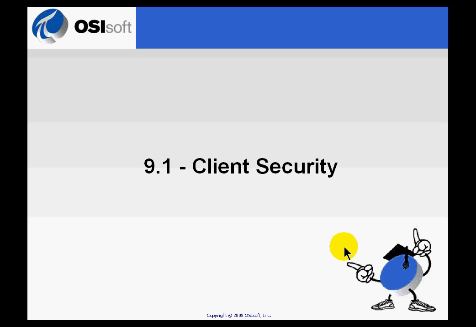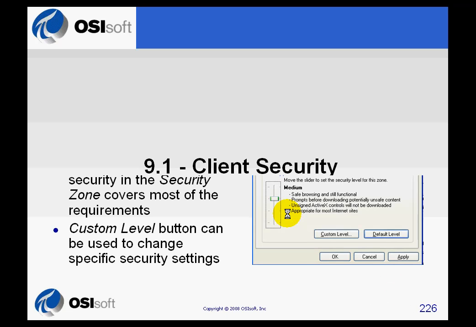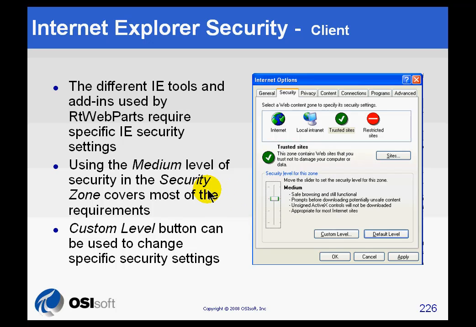Client security. Well, there are different IE tools and add-ins that are required within RT WebParts, so you have to set all the proper settings for those different tools and add-ins. For example, there's ActiveX controls. When using ActiveView, there's the SVG Viewer plugin, etc. So typically, if you use the medium level of security, that covers almost all these requirements, but you can use the custom level if you do need to change specific things.